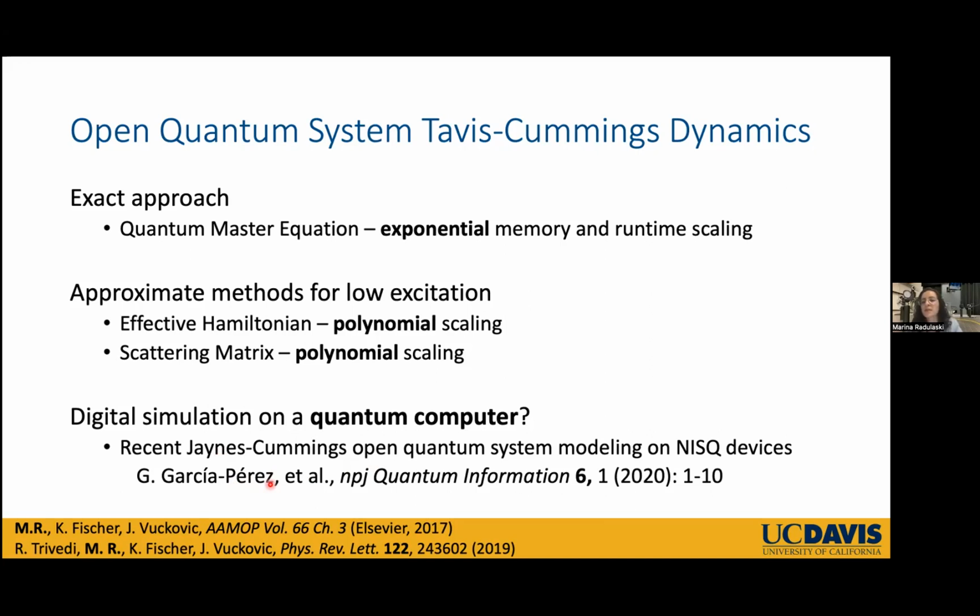So Tavis-Cummings system has only 1 emitter and 1 cavity. And we were wondering whether this problem can be generalized to the Tavis-Cummings model. Clearly, it's a more complex problem. There are many more dimensions in the Hilbert space, but this is the problem that we decided to solve, and this was done in the collaboration with Professor Marina Radulaski from ETH Zurich.